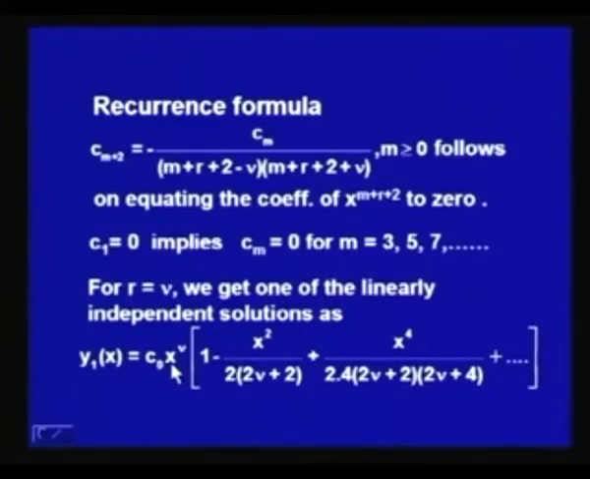Thus, for r equal to nu we can get one of the linearly independent solutions as y1 of x equal to C naught x to the power nu into 1 minus x square upon 2 into (2 nu plus 2) plus x to the power 4 upon 2 into 4 into (2 nu plus 2) into (2 nu plus 4) and so on, where the values of C2 and C4 and so on have been obtained from the recurrence relation C m plus 2 equal to minus C m over (m plus r plus 2 minus nu) into (m plus r plus 2 plus nu).